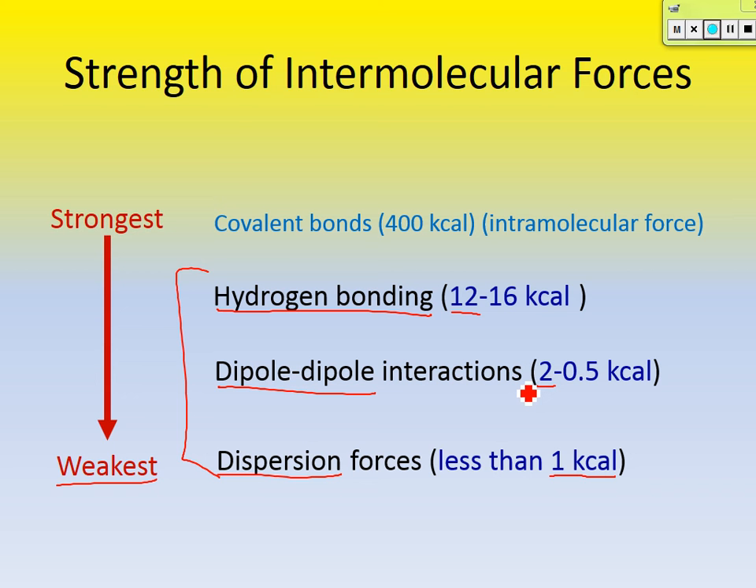And then what I did was I put in an intramolecular force. We talked about covalent bonds a couple chapters ago. Look how much stronger covalent bonds are compared to intermolecular forces. So compared to a dispersion force, how much stronger is a covalent bond? 400 times stronger than dispersion forces. So ionic, covalent, and metallic are very strong. But in terms of intermolecular forces, hydrogen bonding is the strongest, dipole-dipole is middle, dispersion are very weak.